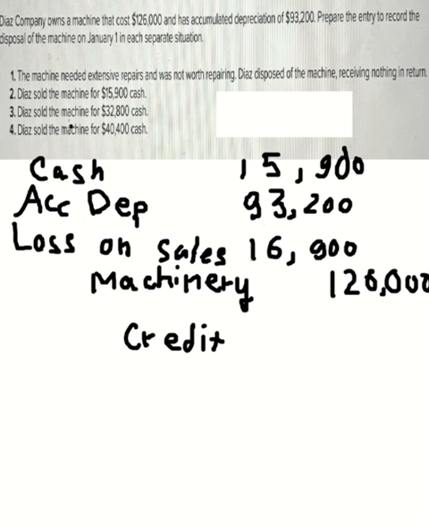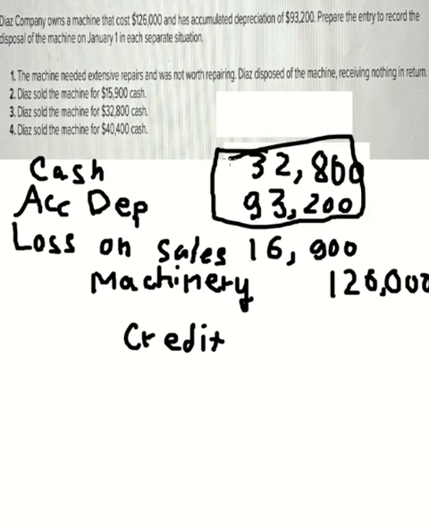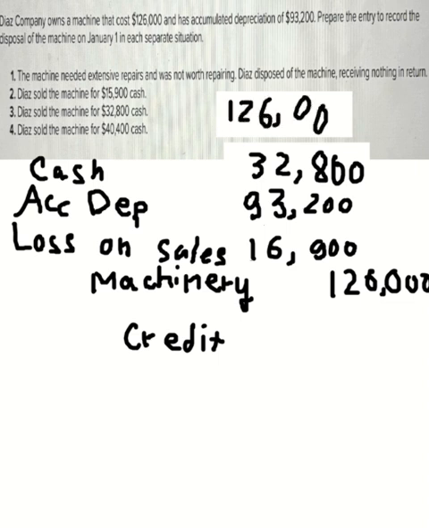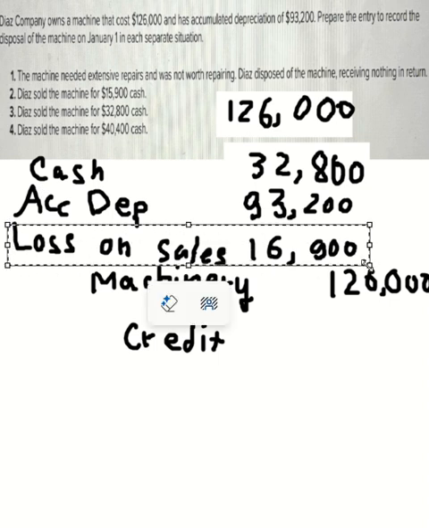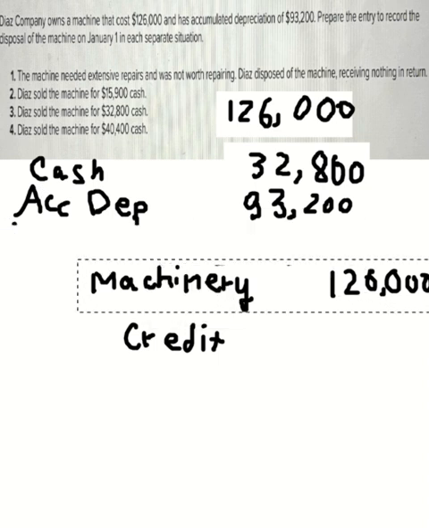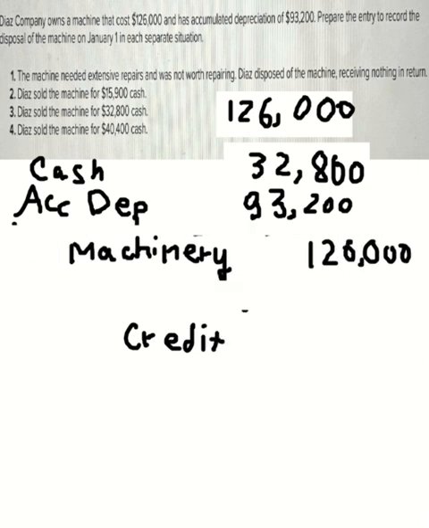Question number 3. We sold the machine for cash, 32,800. Now we change the number in here. So if we calculate this one, you get about 126,000. That means in this scenario, we don't have a gain or loss. So we just delete this one. And this is the answer for question number 3.